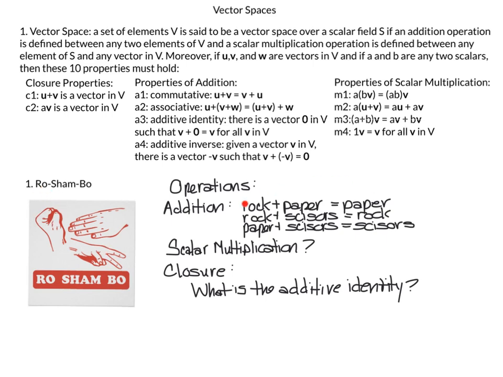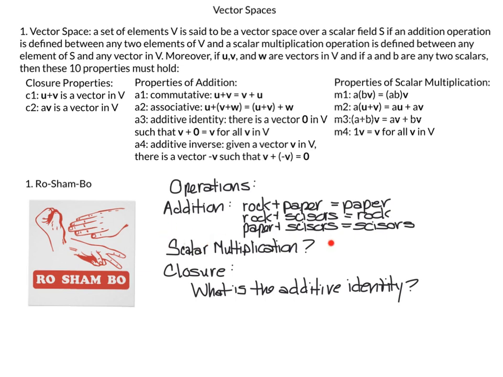And so this is our addition. Rock plus paper, it's paper that wins. Rock plus scissors, it's rock that wins. And if it's paper plus scissors, it's scissors that wins. So that was our addition operation. That was an interesting start, and I liked it a lot just because it was memorable. So what about scalar multiplication?